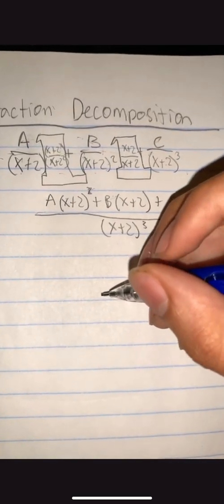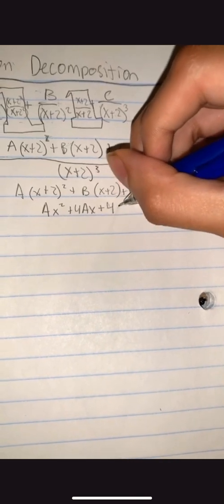So now that we have our common denominator, we have to multiply the A by x plus 2 squared, and B by x plus 2, and so on. So now we have to multiply. We don't really have to worry about the denominator for now, so I'll just write out the numerator. This will look like this: A times x plus 2 squared, plus B times x plus 2, plus C. So now we just need to multiply it out.